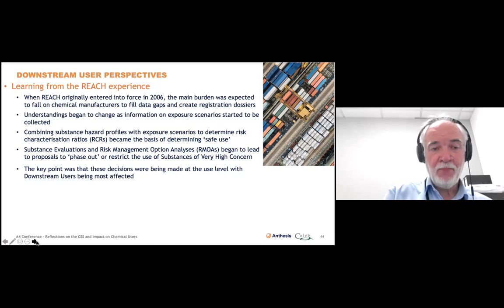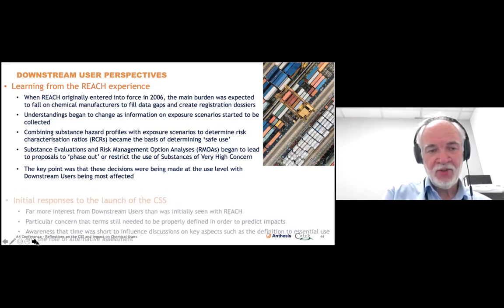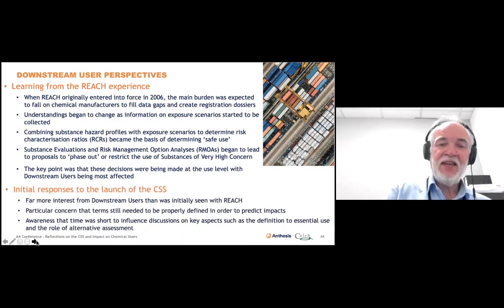And then a key point was that these decisions were being made at the use level, as I've just explained. So when the CSS was launched, we saw, as consultants in the field, a huge amount more interest from downstream users than we'd ever seen at the introduction of REACH, because the supply chains were already sensitized to the fact that chemical policy decisions were directly going to affect them. So we've had far more direct involvement with that process since that point.